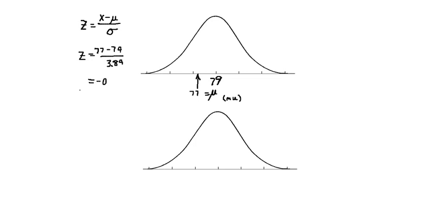Negative 0.51. Right? So if this is one standard deviation to the left right here, our actual z-score for 77 is a little bit more than halfway between 79 inches, which is the mean, and one standard deviation to the left. So we say at this position z equals negative 0.51.